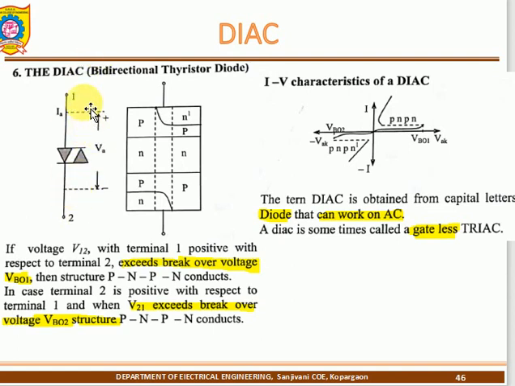DIAC: the term DIAC is obtained from the capital letters of diode that can work on AC. So you operate it on AC. That's why it is a DIAC. DIAC is sometimes called a gateless TRIAC. If there is no gate on the TRIAC, that is called a DIAC.